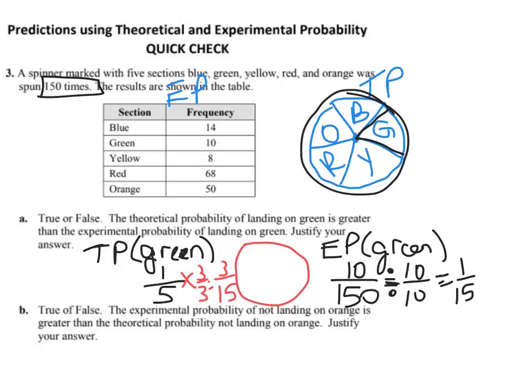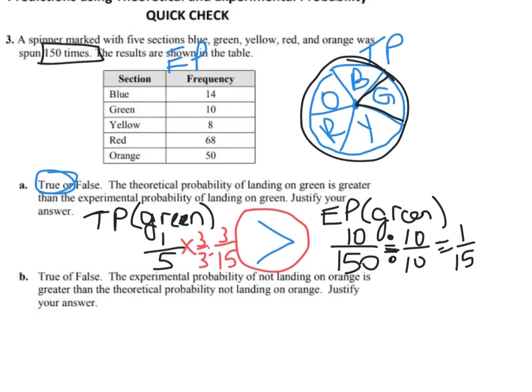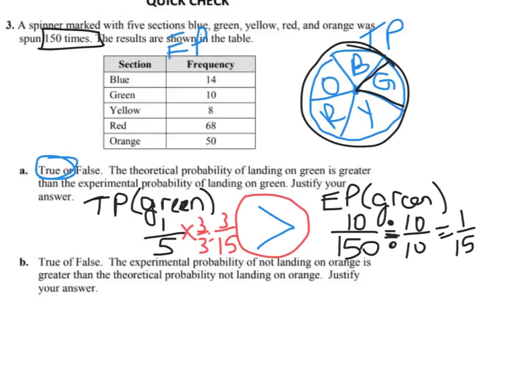Now we could compare. So is 3 over 15 greater than or less than 1 over 15? So it's going to be greater than. So let's look at this. The theoretical probability of landing on green is greater than the experimental probability. Is that true or false? That is true. Okay, so let's go ahead and do letter B. Okay, letter B, true or false?